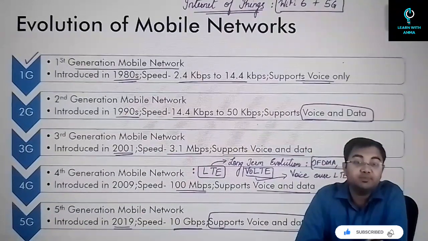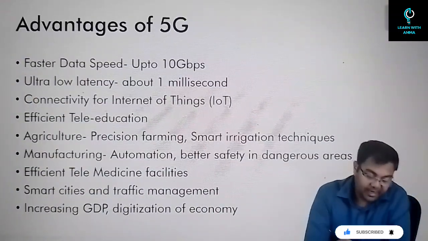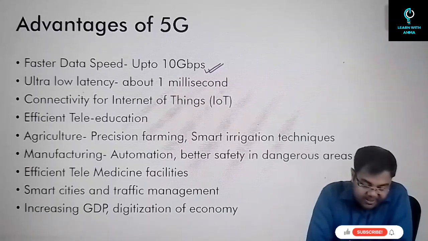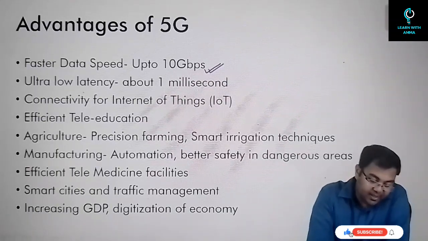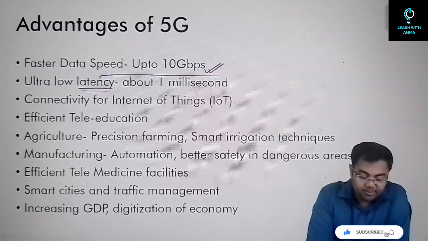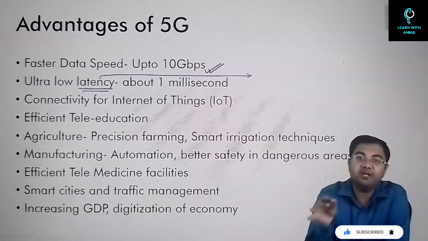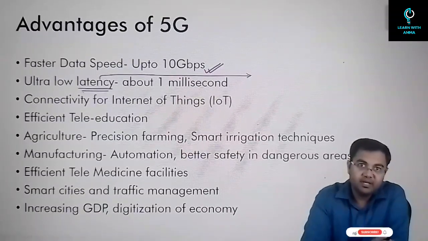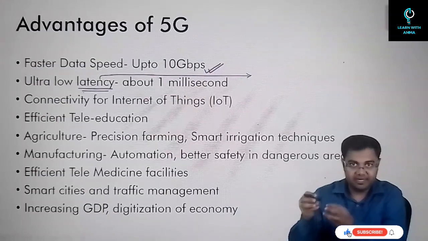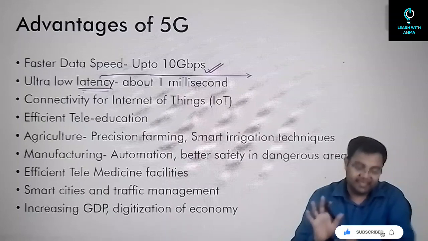And fifth generation comes with a lot of advantages today. So if we look at the advantages, first, faster data speed, easily up to 10 Gbps. The second point is ultra low latency. What is the meaning of latency? Latency is simple: how much time does it take for data to go from one point in a network to another. The amount of time that the data is taking to go from one point to another is called latency.